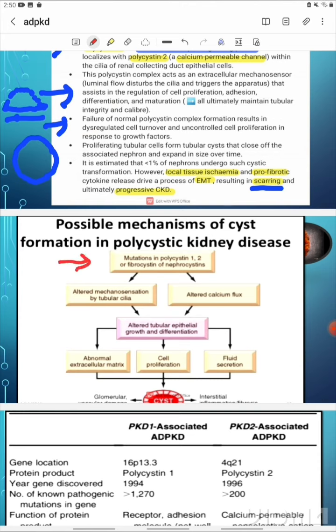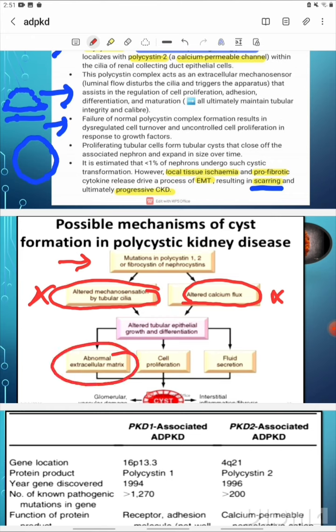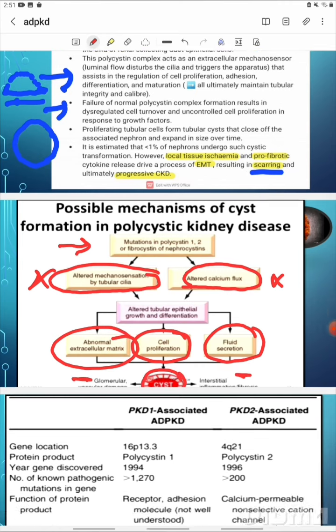Firstly, there is a mutation of polycystin 1 and 2, and it leads to abnormal mechanosensation of the tubular cilia, and altered calcium flux as well. If there is disruption of both of these, along with the mutation, it leads to abnormal extracellular matrix generation, abnormal cell proliferation, and fluid secretion. These are the possible mechanisms, and they lead to cyst formation, and ultimately glomerular damage, interstitial fibrosis, and inflammation.